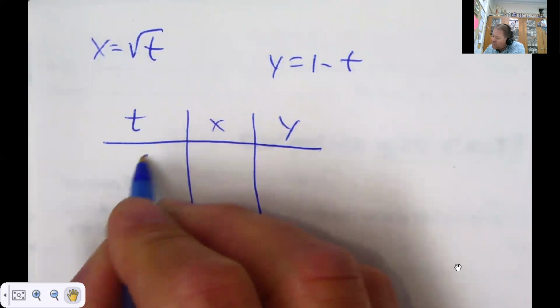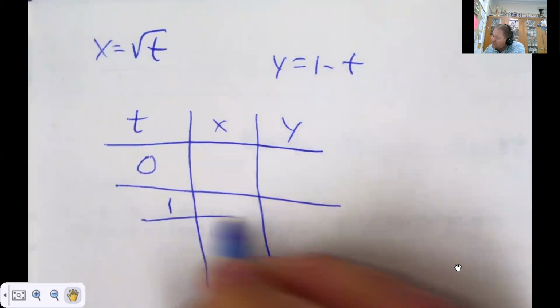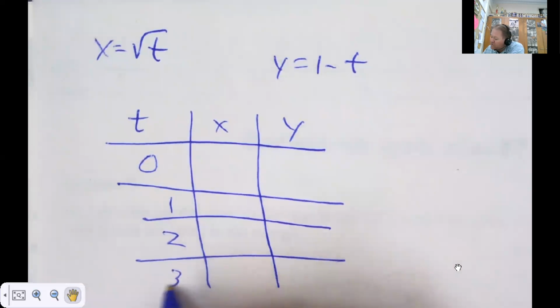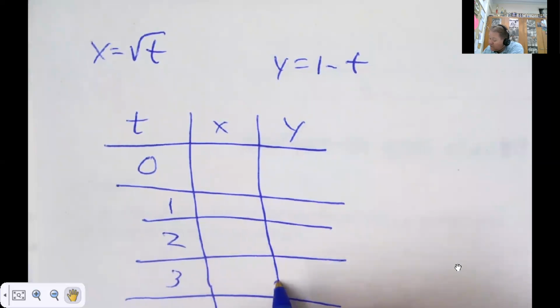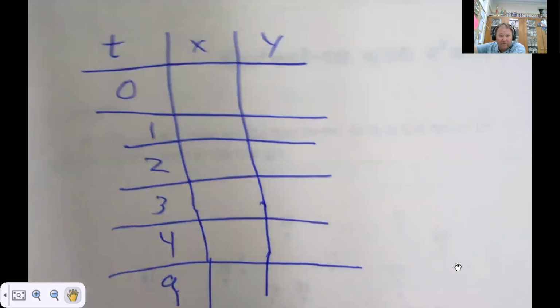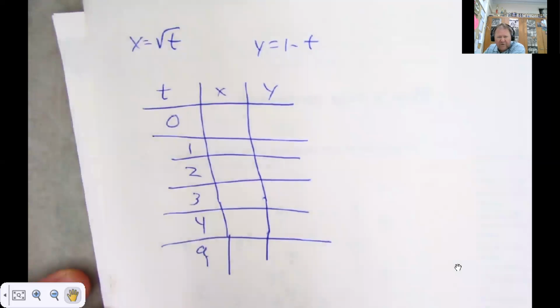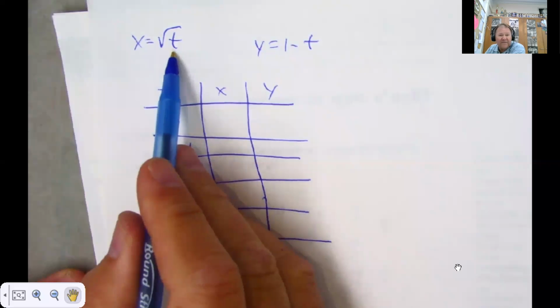So let's go ahead and say when t is 1, when t is 2, when t is 3, when t is 4, and just for grins, because I already know what's going to happen here, let's go ahead and say when t is 9. We'll skip 5, 6, and 7, but we can do more, of course. All right, well, let's do it. Figure out what is x in each of these cases.